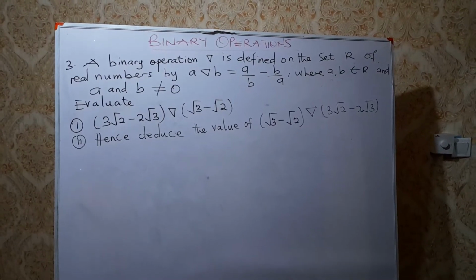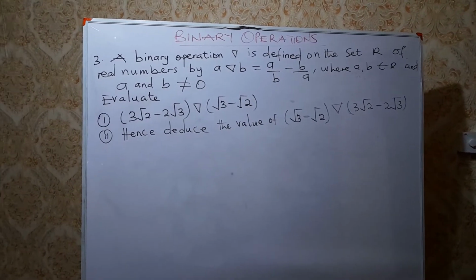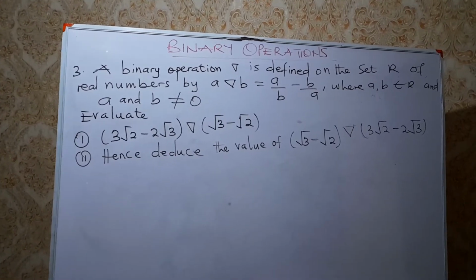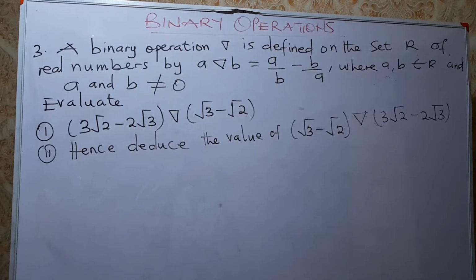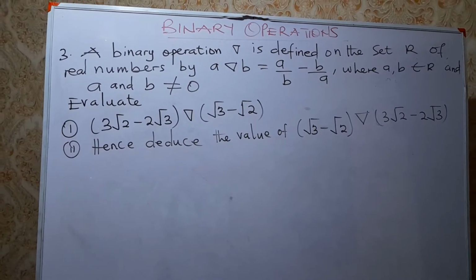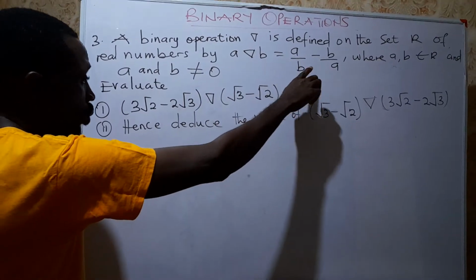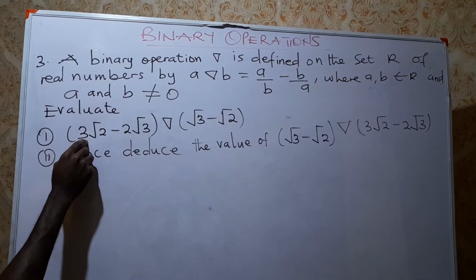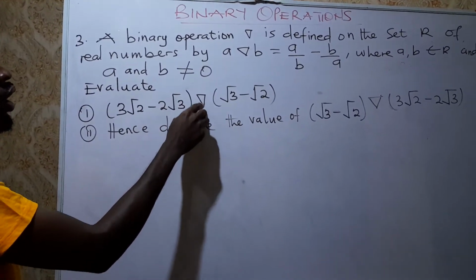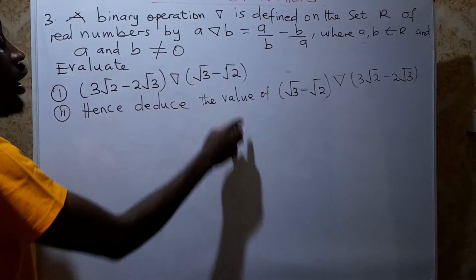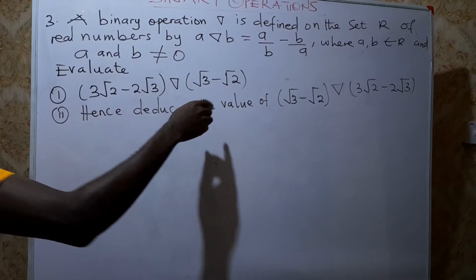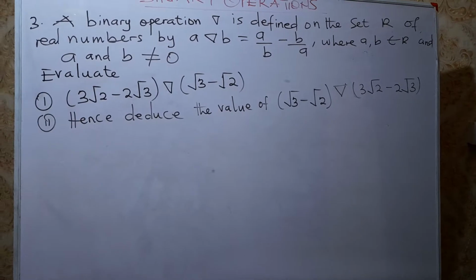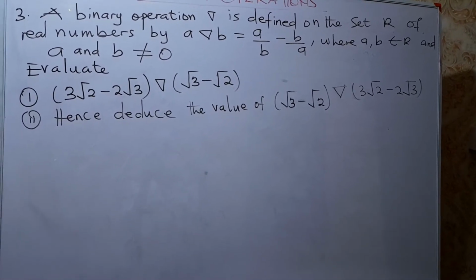So our next question says that a binary operation nabla is defined in a set R of real numbers by A nabla B equal to A over B minus B over A, where A and B are members of real numbers and A and B are not equal to 0. This implies that when A is equal to 0 or B is equal to 0, it will make the operation undefined. We should evaluate 3 root 2 minus 2 root 3 operation root 3 minus root 2. Then hence, we should deduce the value of root 3 minus root 2 operation 3 root 2 minus 2 root 3. So how do we solve that?